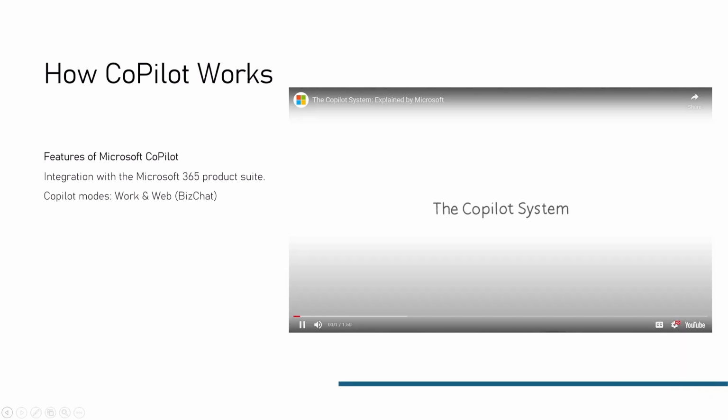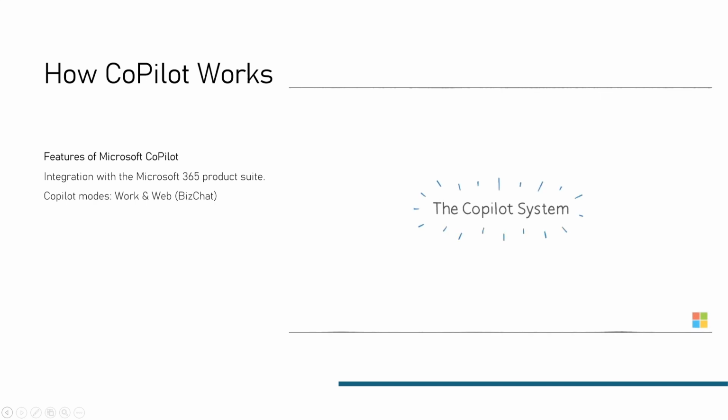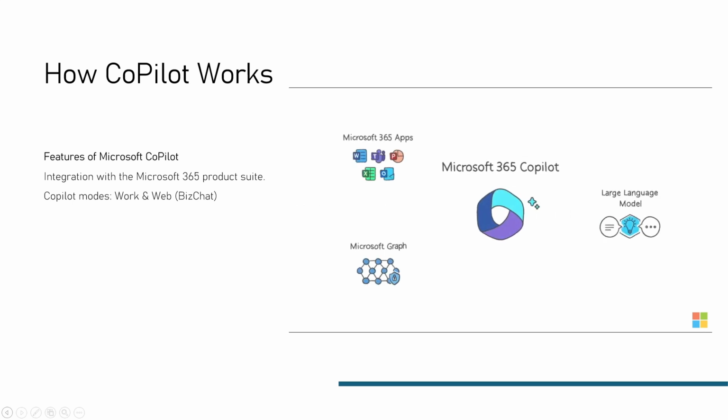Microsoft 365 Copilot is powered by what we call the Copilot system, a sophisticated processing and orchestration engine. It harnesses the power of three foundational technologies: the Microsoft 365 apps, that's Word, Excel, PowerPoint, Outlook, Teams, and more; the Microsoft Graph, that's all your content and context, your emails, files, meetings, chats, and calendar; and a large language model, or LLM, a creative engine capable of parsing and producing human-readable text, all accessible through natural language.